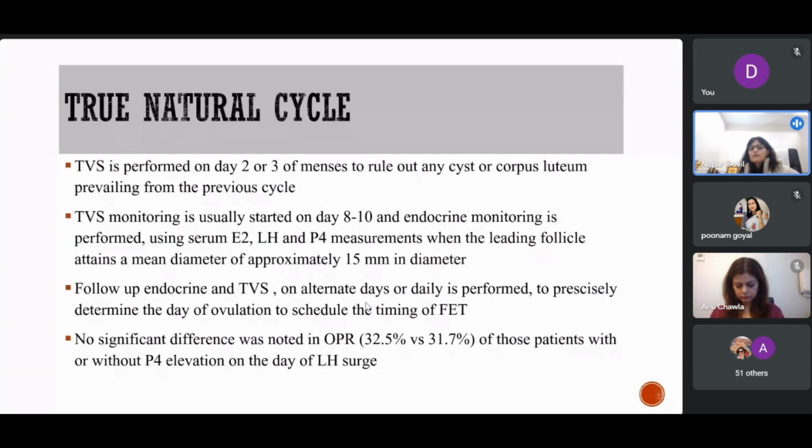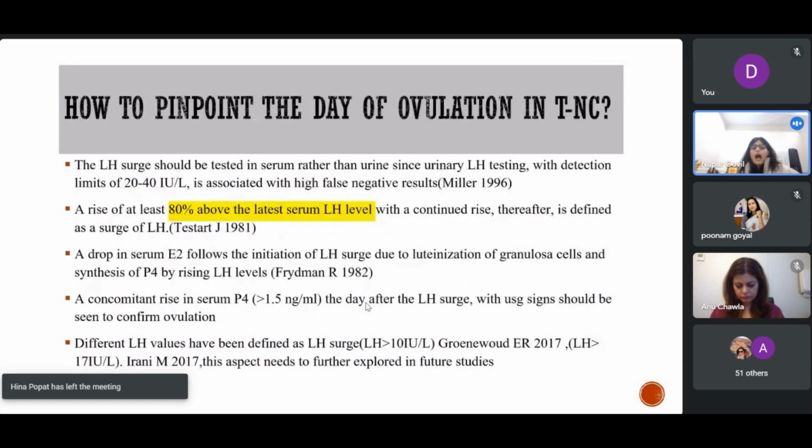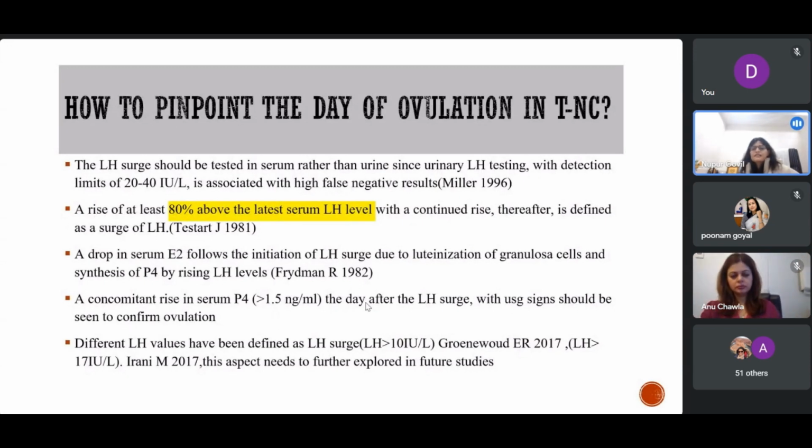Now, the natural cycle, where we don't give any medication. We start the TVS monitoring from day 8 to day 10. Once the follicle reaches 15 mm, daily or alternate day TVS is performed, because the important thing is we don't want to miss the ovulation in this cycle. To pinpoint the day of ovulation, the evidence recommends that serum LH testing should be preferred over urinary LH testing. If the rise of LH from the previous values is more than 80%, it indicates ovulation, and it should be accompanied by a concomitant rise in progesterone and a fall in estrogen levels.